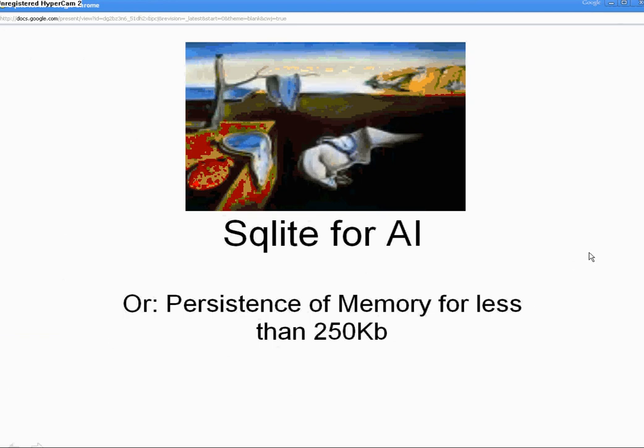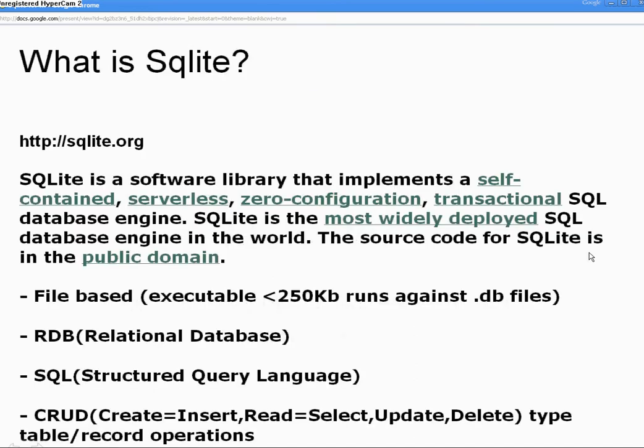I'm doing a presentation called SQLite for AI, or Artificial Intelligence. A play on this is persistence of memory for less than 250 kilobytes, based on the Salvador Dali art piece.